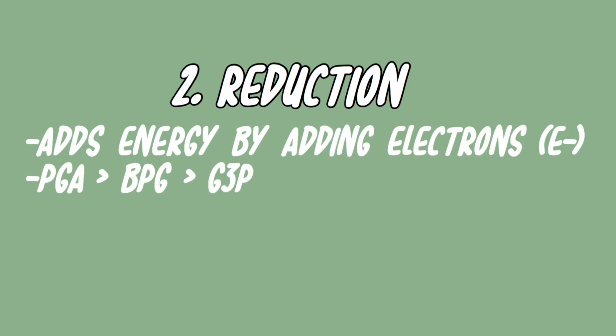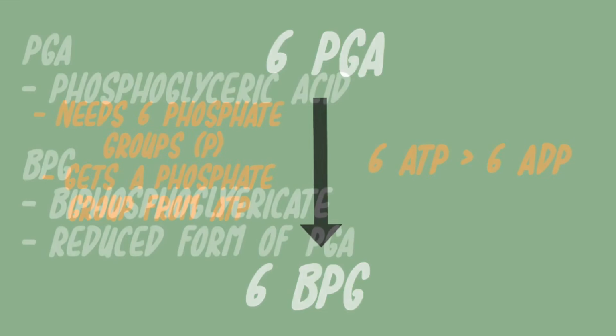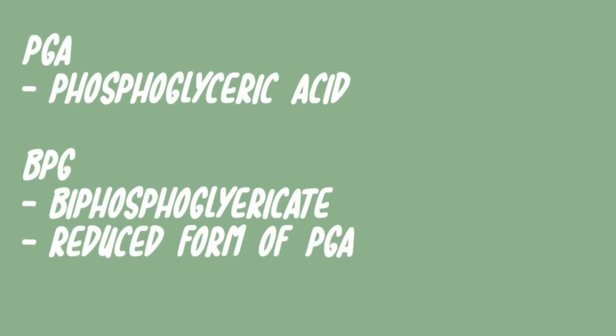Reduction adds energy by adding electrons. 6 PGA becomes 6 BPG by borrowing 6 phosphate groups from ATP, so the ATP becomes ADP. PGA is phosphoglyceric acid and BPG is biphosphoglycerate.